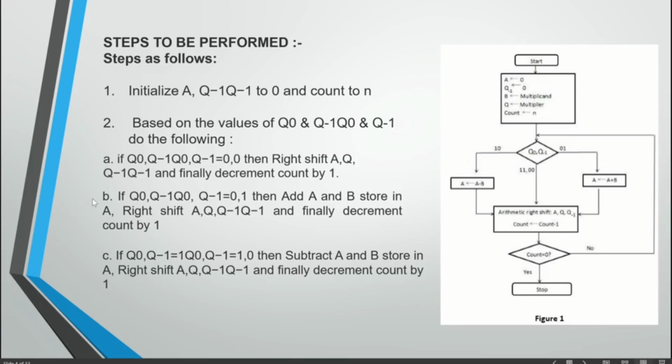What point B says: if q0 and q minus 1 are 1 0, then add A and B, stored in A. Right shift A, Q0 and q minus 1, and finally decrement the count by 1. Then point C says: if the values of q0 and q minus 1 are 0 and 1, we have to do the operation A plus B, and then arithmetically shift it and decrement the count by 1. Hope you can understand the following.